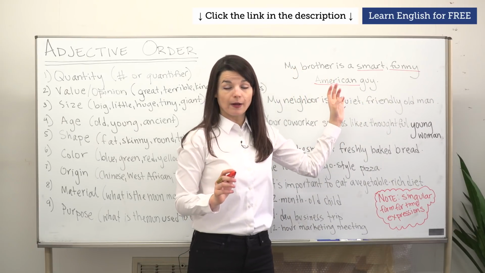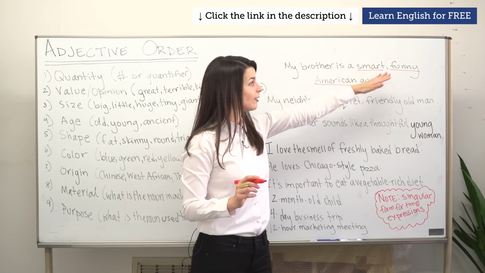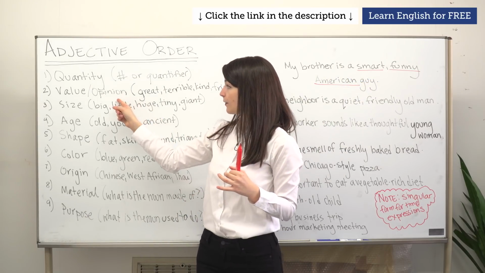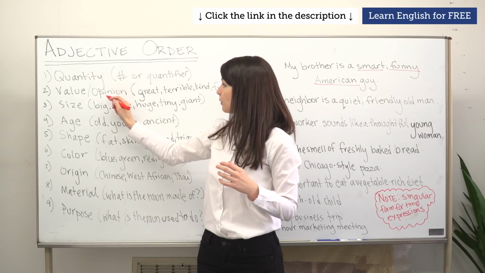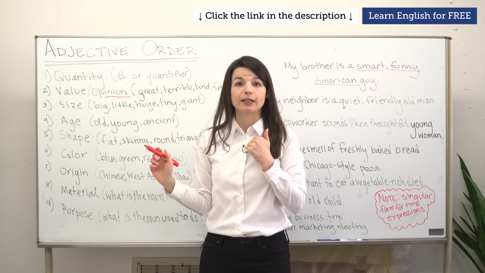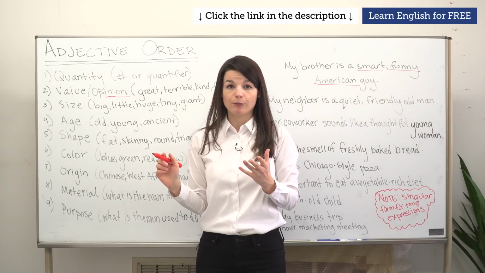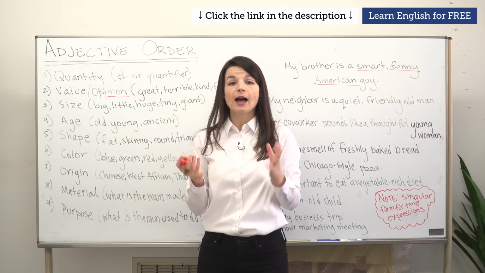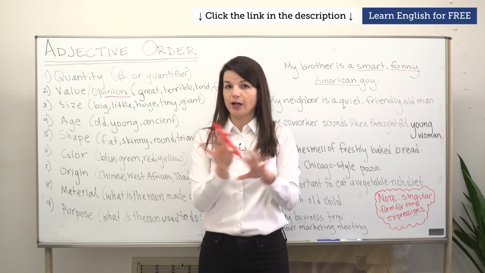So my first two adjectives here are smart and funny. Smart and funny are both opinion adjectives. These are value or opinion words, my ideas of my brother. Because these words come from the same category, I can use them in any order I choose.